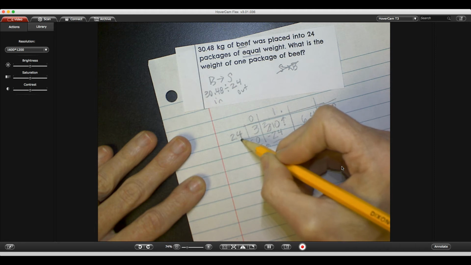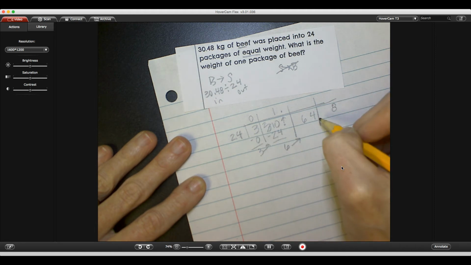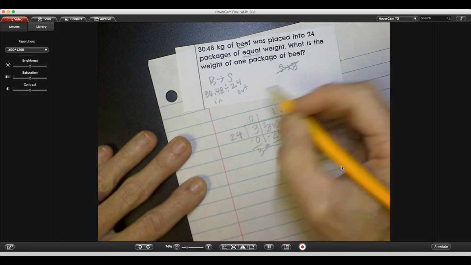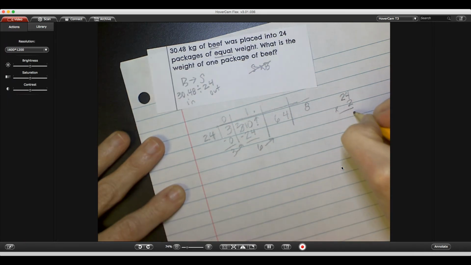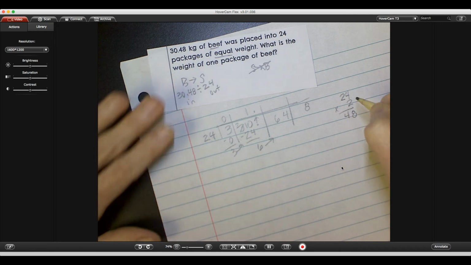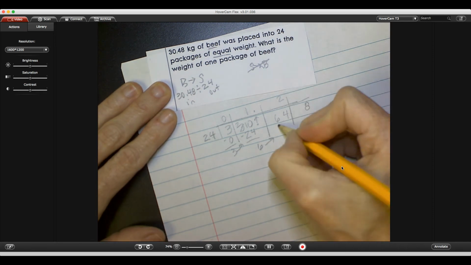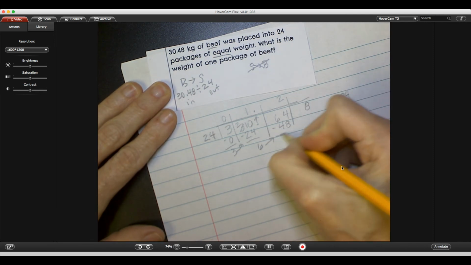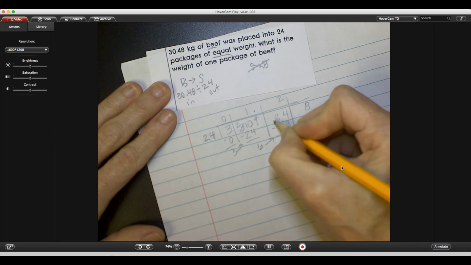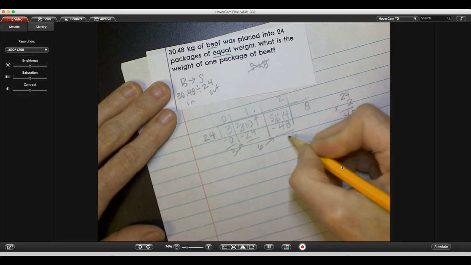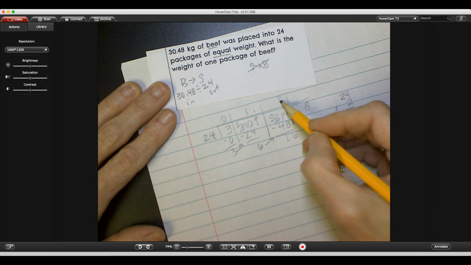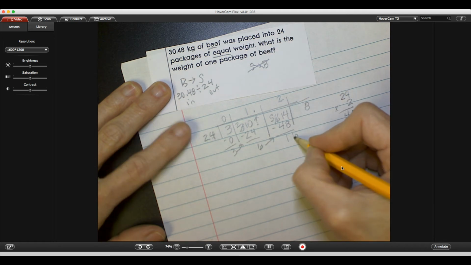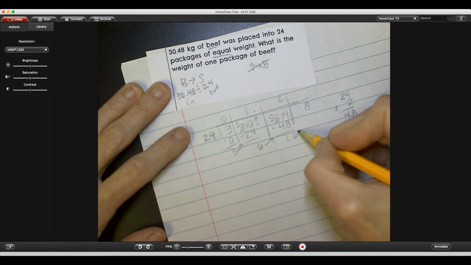Well, let me think. 24 is almost 25. So 25, 50, 75. 75 would be too big. So let's see what 24 times 2 is. And I get 8 and 4. So 2 on the top, 48 on the bottom. I need to borrow. So I get 16. 16 is smaller than 24, so I know that my 2 is good.